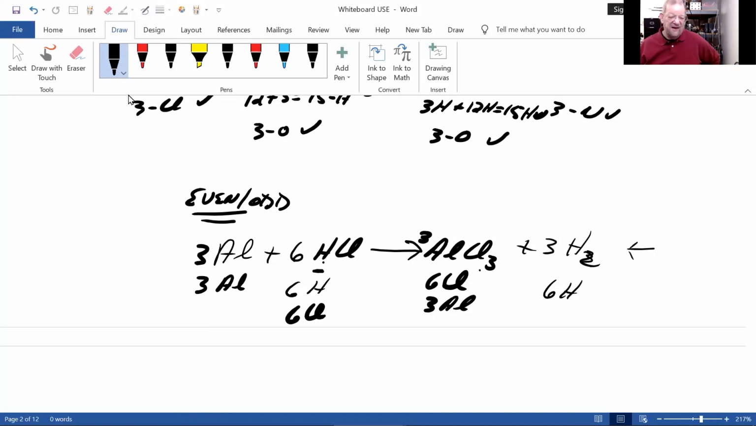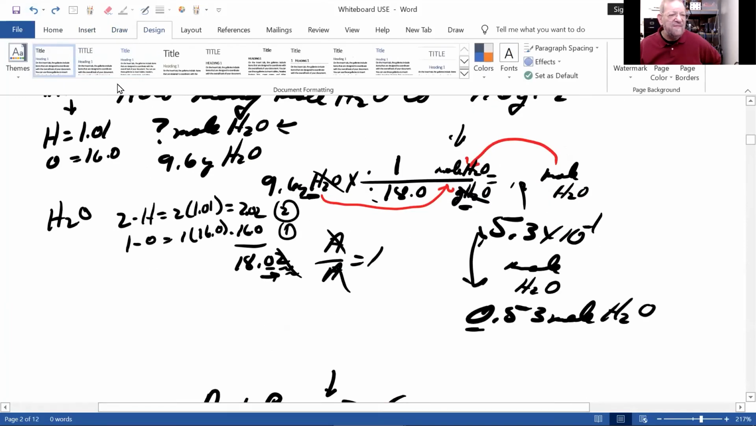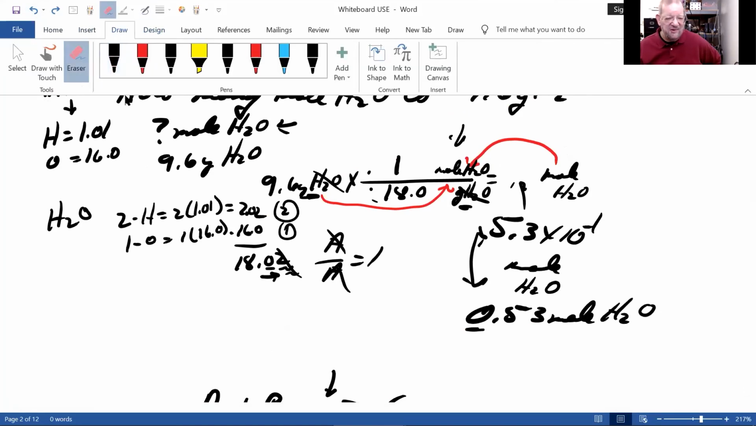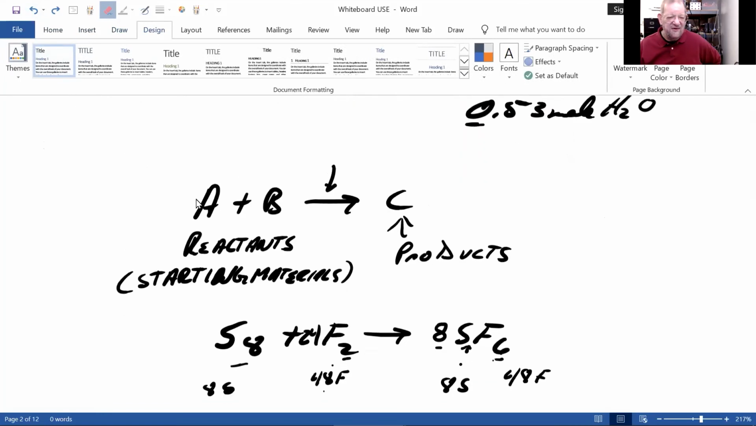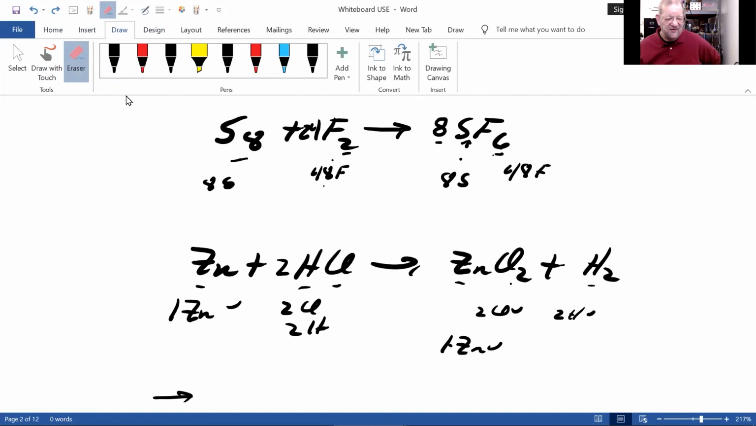And let's see if we're balanced. 6 hydrogen, 6 hydrogen, 3 aluminum, 3 aluminum, and now 6. Did I do that right? Nope, I multiplied wrong. Even Dr. White makes a mistake. And that's why you do a double check at the very end to see if you messed up, which I just did. And let's unmess up here.